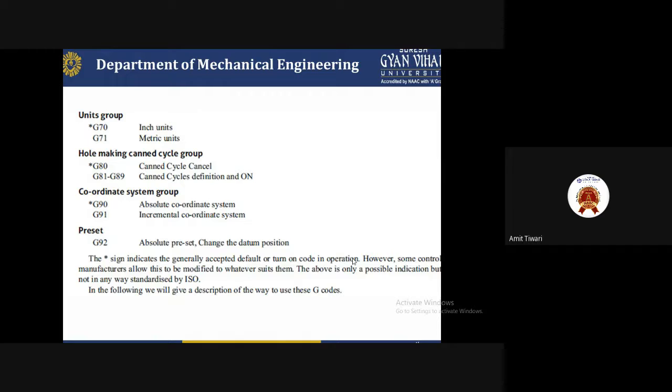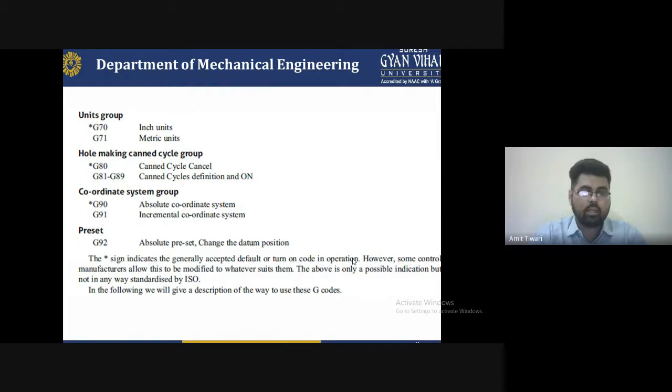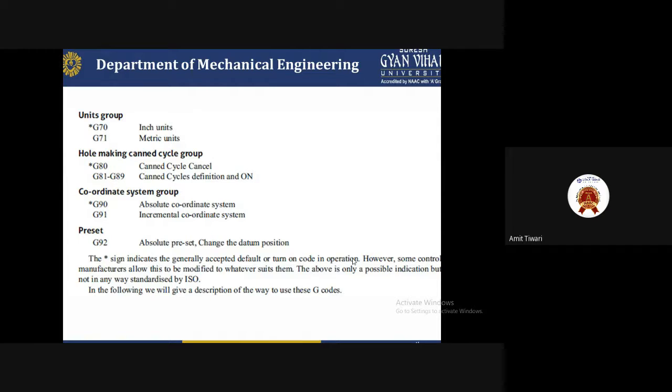You have to write the program only one time and it will run automatically until it is stopped by the machine. So these are some reasons for using the G code and M code. Then the canned cycle group: G80 is canned cycle cancel, and G81 to G89 are the canned cycle definitions. So these are some reasons to understand the hole making or canned cycle.